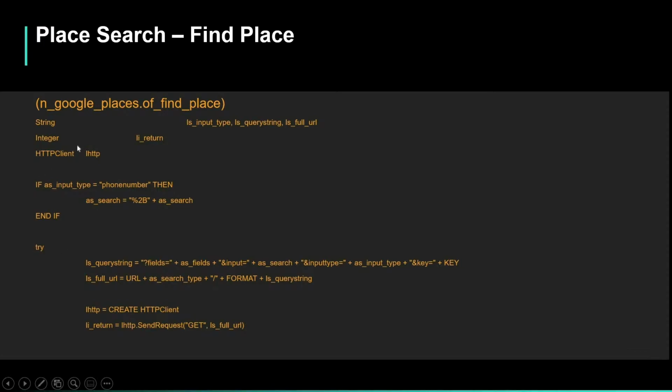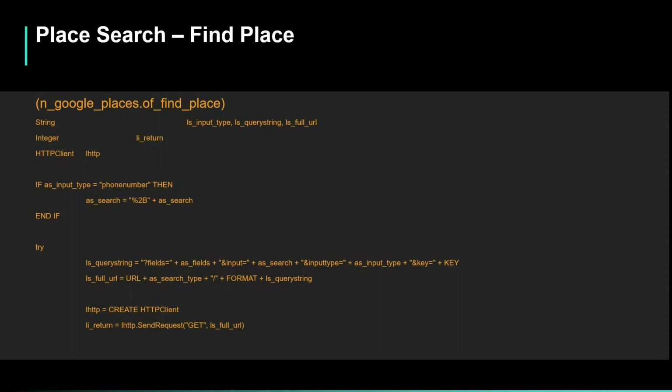So then in all of my functions, I do try catches, all my non-visual functions. So first we build a query string, and we say fields equals, and then what we passed for fields, which you saw before was name and place ID. And then our input type, search, and at the very end we have our key, which is just an instance variable on the non-visual. I set that up as a constant as well, so it doesn't change.